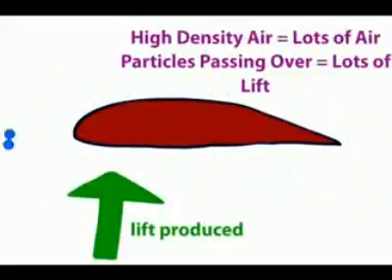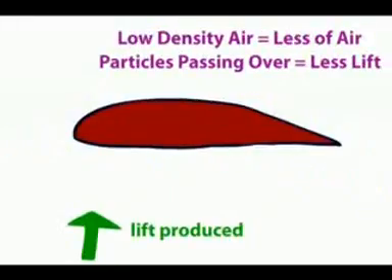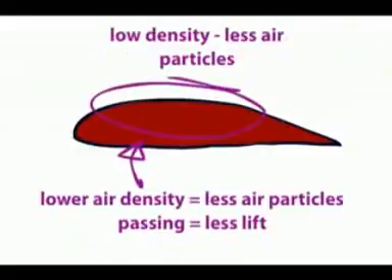As a wing passes through high density air, more air particles will pass over it. If there is more air passing over the wing, then more lift will be created. Wings passing through lower density air will have less air particles passing over them, so there will be less lift created. We are still traveling at the same speed, but because there are less air particles around the wing, they pass over the airfoil less frequently.